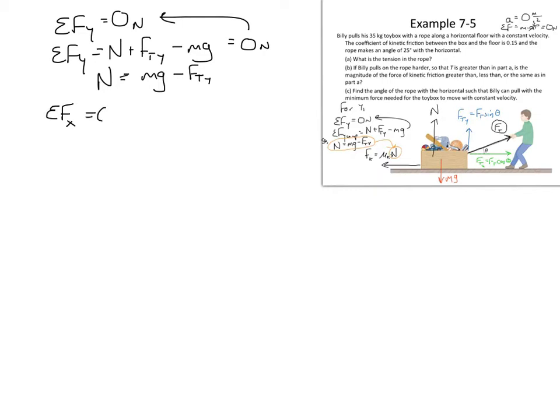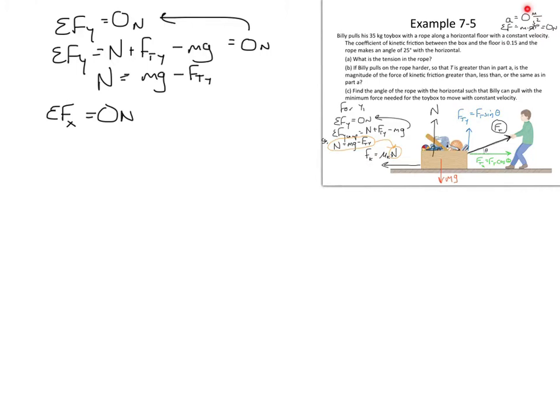Well, it's 0 newtons. Why is that, you say? Well, because remember we said at the very beginning, way up here, that since it's not accelerating, there's a constant velocity, then that means the acceleration is 0, and so there's no net force in the x direction. It's moving, but it's not accelerating, so therefore there's no net force.